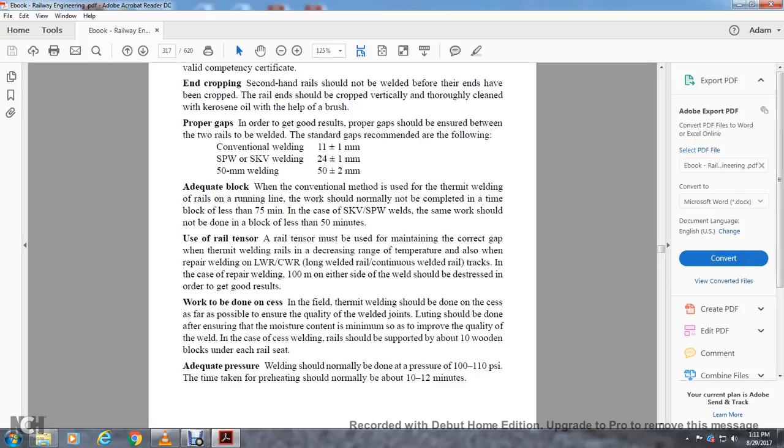Work to be done on sets. The thermite welding should be done on a set, as far as possible, to ensure the quality of the welding joint. Fluting should be done after ensuring the moisture content is minimum, to improve the quality of the weld.